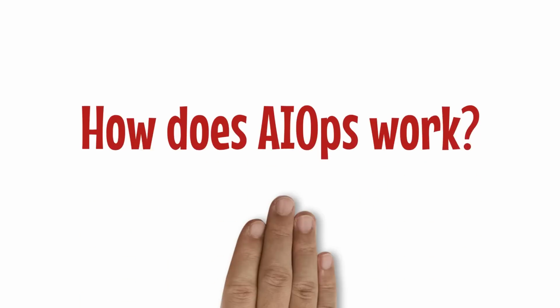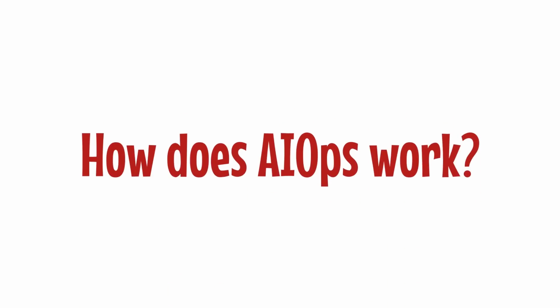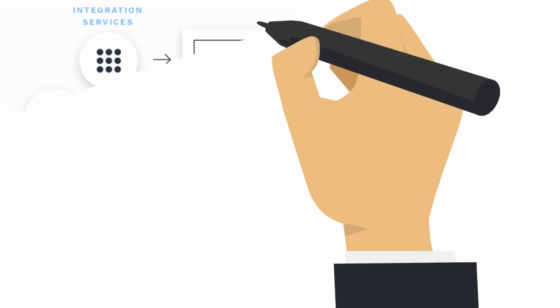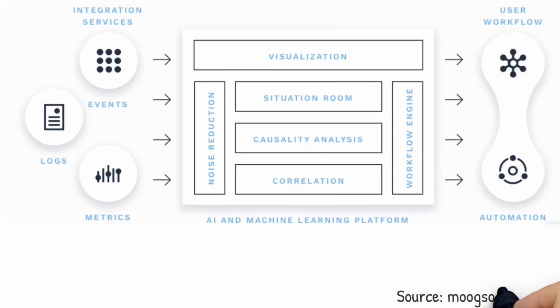So now we know what is AIOps, but how does it work? Let's find that out. So we have seen that systems are generating events, logs, and metrics, and that is integrated into the AI and machine learning platform where we apply noise reduction and get the meaningful information out. And then we correlate and find the patterns and find the root causes. We set up a situation room with the right people in the room. And then we pass it on to the workflow engine where the user workflow automates all the responses and solutions.